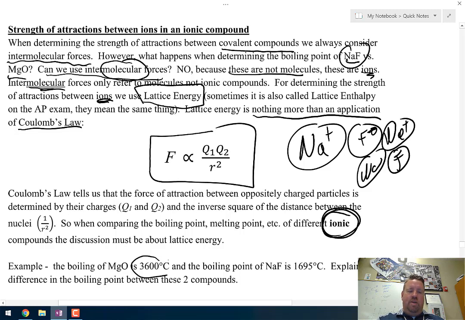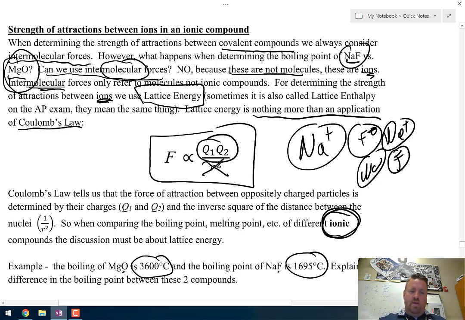The boiling point of MgO is 3600. Remember, here it is up here, MgO. The boiling point of NaF is only 1695. Okay, explain why. Why is magnesium oxide so much higher than sodium fluoride? Okay, Coulomb's law. Because in terms of size, sodium and magnesium are right next to each other on the periodic table. They're pretty similar in size. Oxygen and fluorine, right next to each other on the periodic table, very similar in size. So that part doesn't have an impact.